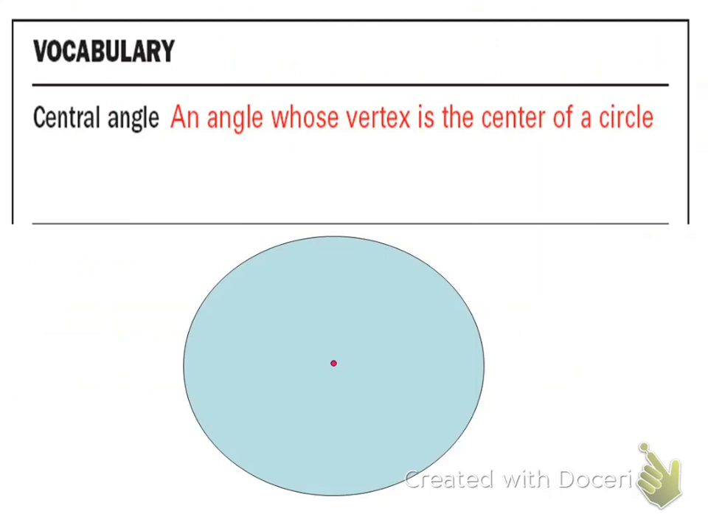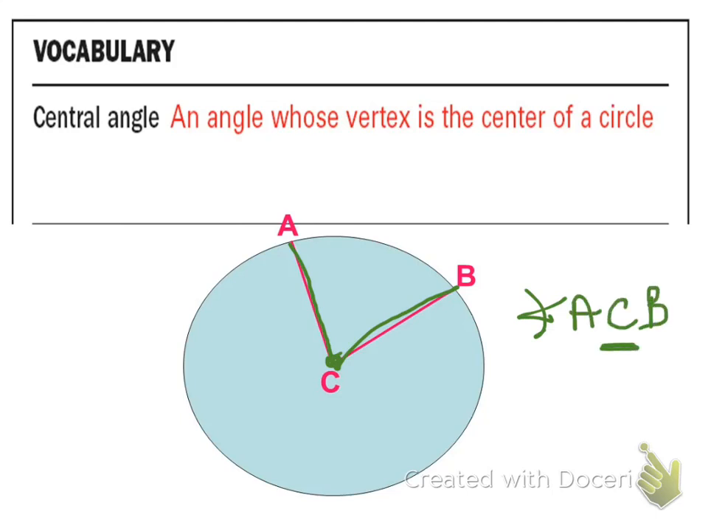A few terms. A central angle. Remember, a central angle is an angle whose vertex is on the center of the circle. Angle ACB is a central angle because angle ACB has its vertex C on the center of the circle.